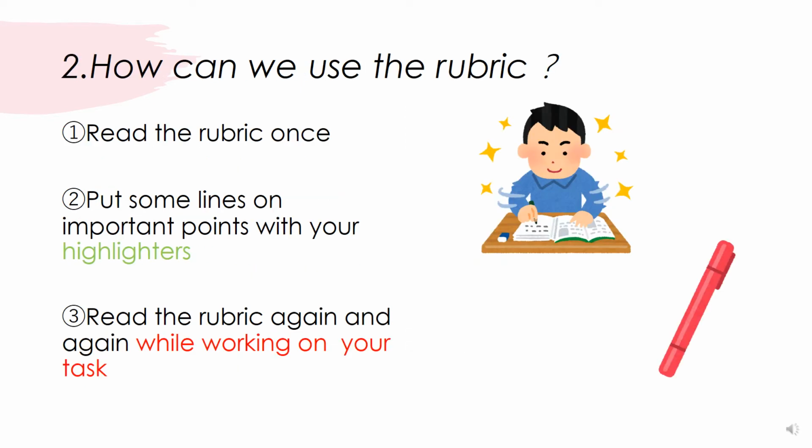Next, how can we use the rubric? There are 3 steps. First, you read the rubric once. Next, put some lines on important points with your highlighter. Last, read the rubric again and again while working on your task, because the rubric is difficult, so you may forget the standard of the task on the rubric.